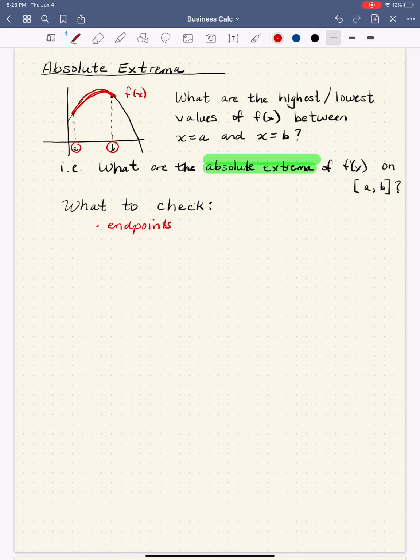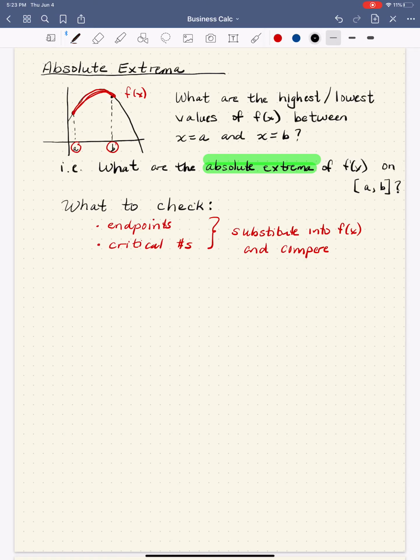But based on what we know already, a minimum or a maximum could occur when there is either a horizontal tangent line or when the derivative is undefined, what we call the critical numbers. So we also have to check the critical numbers. And what we do with this is, once we know the endpoints and the critical numbers, we substitute into f of x and compare. Which means the largest value of f of x is the max, and the smallest value of f of x is the minimum. So it is quite intuitive.